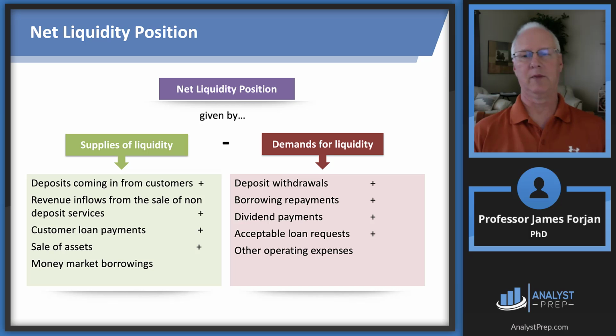And then demand for liquidity by our customers and our clients. And the right-hand side of the balance sheet, so deposit withdrawals, borrowing repayments, any dividends that we pay to shareholders, acceptable loan requests, and then there's some other operating expenses in there as well. So think about that net liquidity position as really the difference between, okay, how much do we owe in the short term versus how much do we own in the short term, and then how much can we borrow in the short term. And when I say owe there, I'm looking at the side on demand for liquidity.